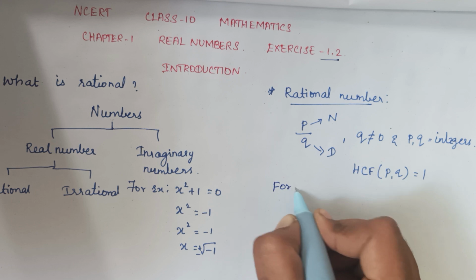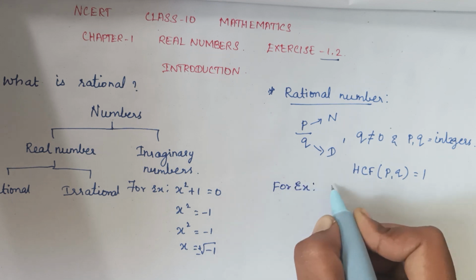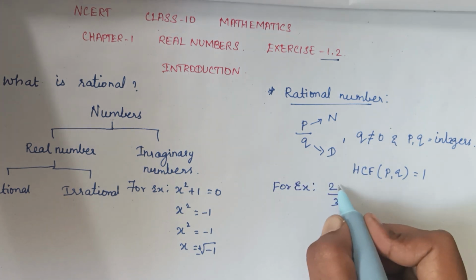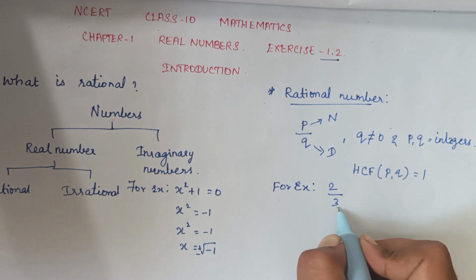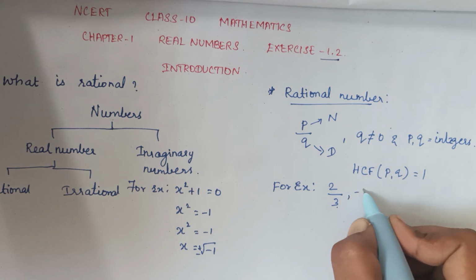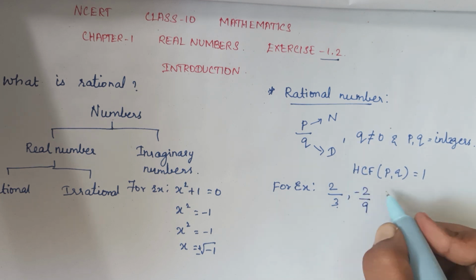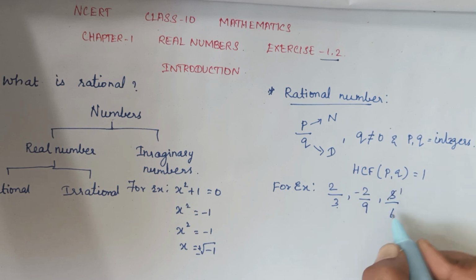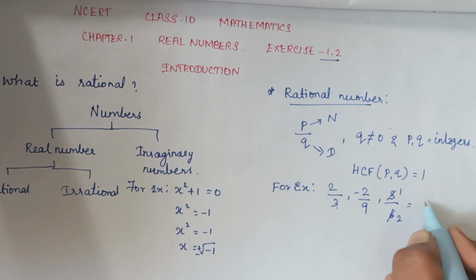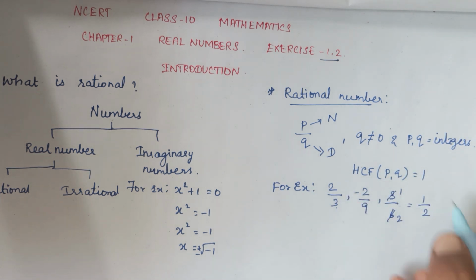For example, 2 by 3. 2 is the numerator and 3 is the denominator. So it is in fraction form. The HCF of p comma q is also 1. So 2 by 3 is a rational number, and minus 2 by 9 as well. And 3 by 6: 3 can be divided by 3 and 6 can be divided by 3. So we get 1 by 2 as the answer. 1 by 2 is also a rational number.